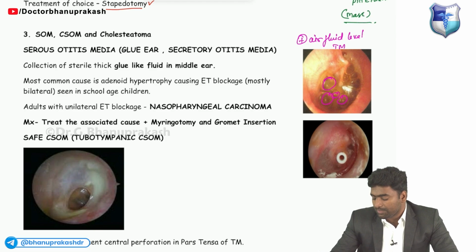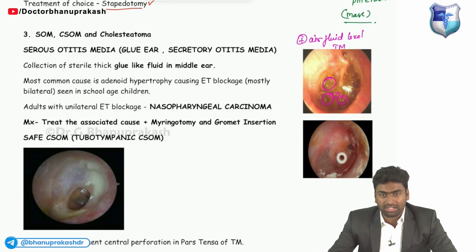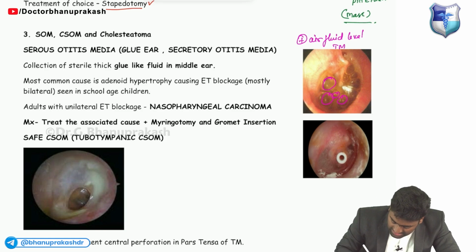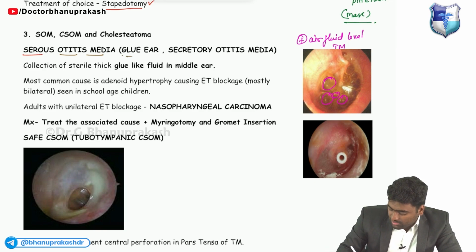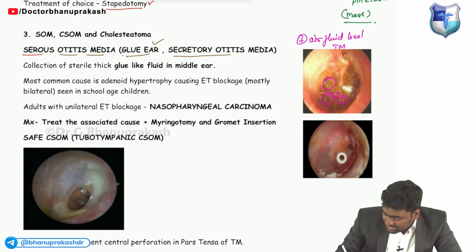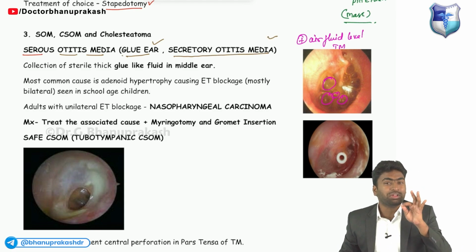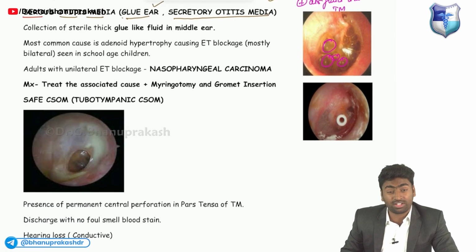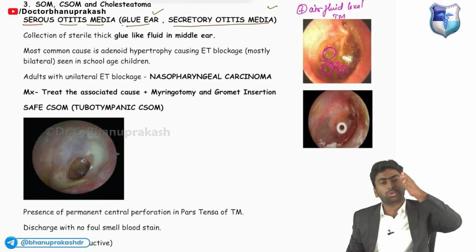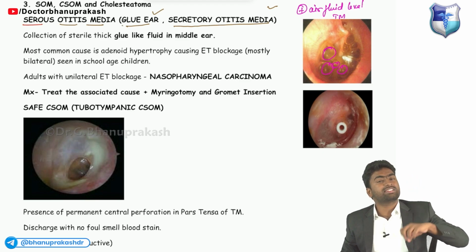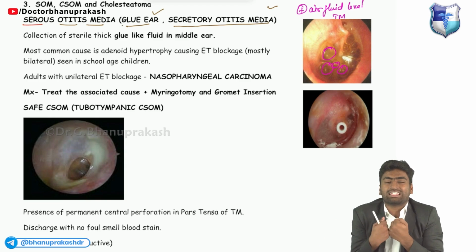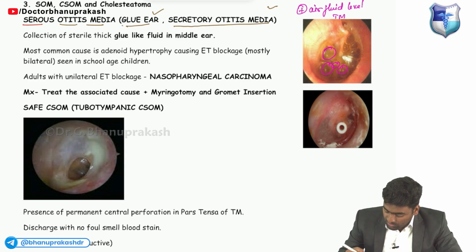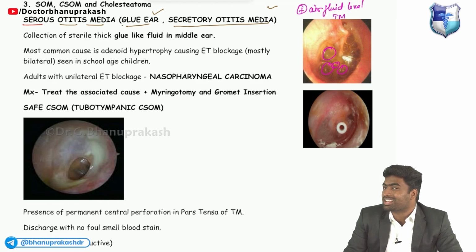So if you are able to see these air bubbles behind the tympanic membrane, this will be suggestive of a condition which is known as serous otitis media, which is also known as glue or secretory otitis media. और हमें पता है this secretory otitis media is sterile. Because of eustachian tubal block, there will be secretions collected in the middle ear, causing serous otitis media, and it will be sticky like glue. So it is also known as glue ear. And if it is seen in children, it is mostly due to adenoid hypertrophy.